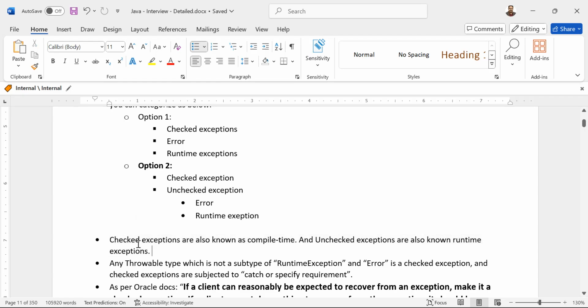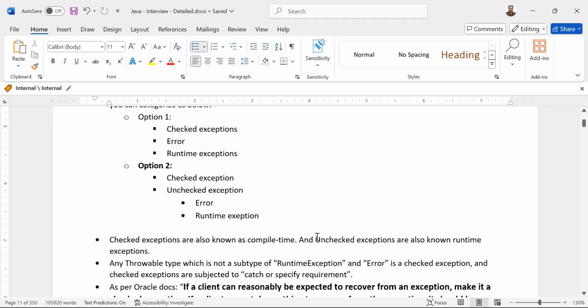So checked exceptions are also known as compile time exceptions, which basically means that you can expect them at compile time, and you will have to deal with checked exceptions at compile time. If you don't deal with the checked exceptions at compile time, then you are going to run into some sort of compile time error. And how do you deal with checked exceptions at compile time? Either you throw the checked exception or you catch the checked exception, right?